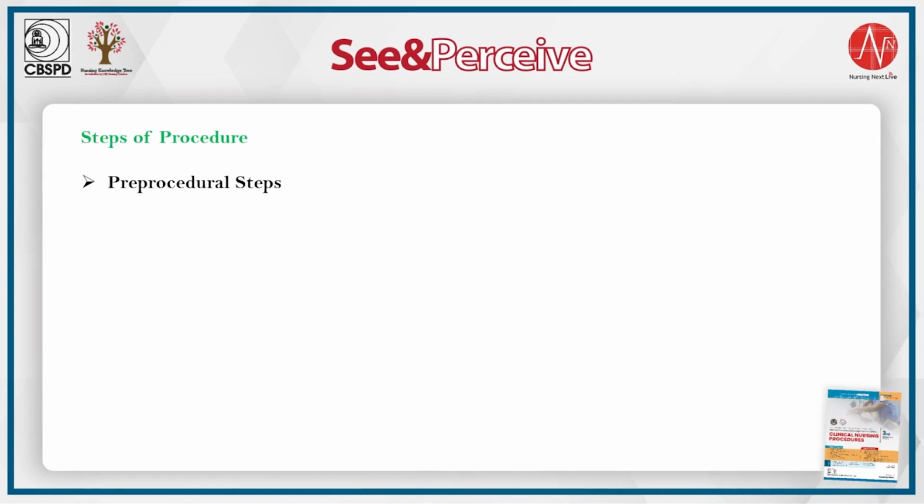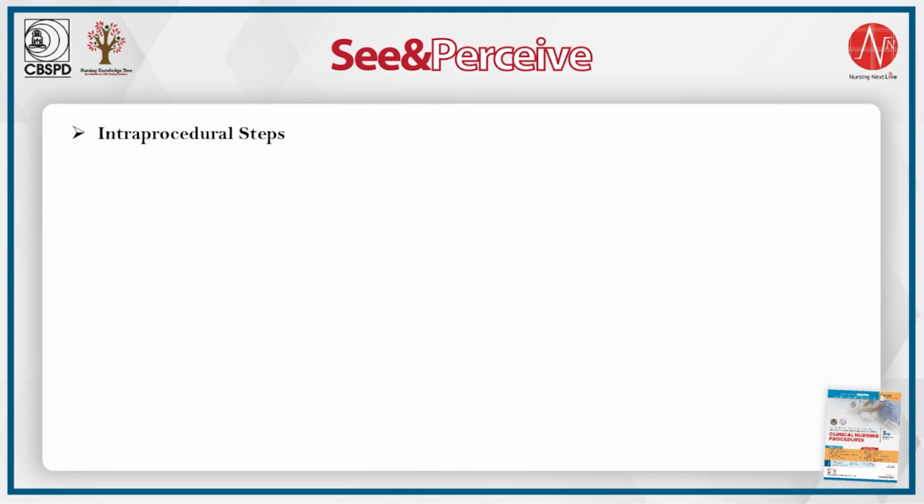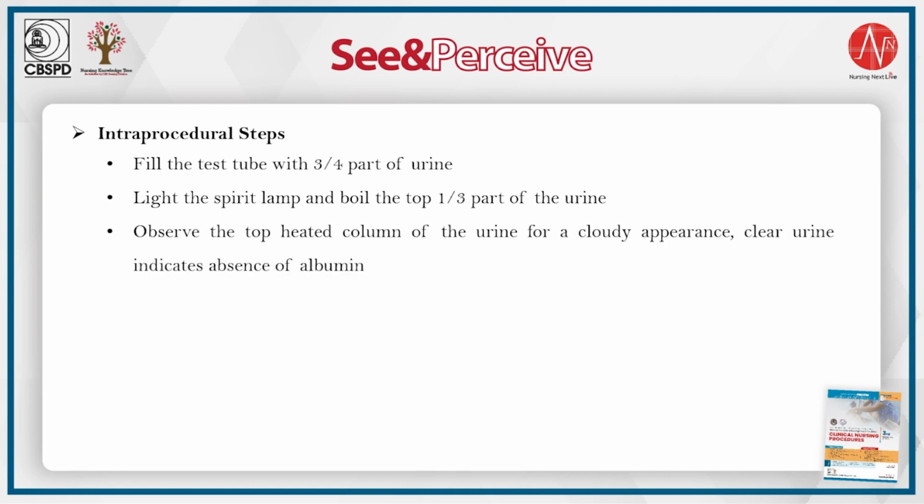Steps of procedure: pre-procedural steps. Explain the procedure to the patient. Provide container and instruct the patient to collect urine. Intra-procedural steps. Fill the test tube with 3/4 part of urine. Light the spirit lamp and boil the top 1/3 part of the urine.